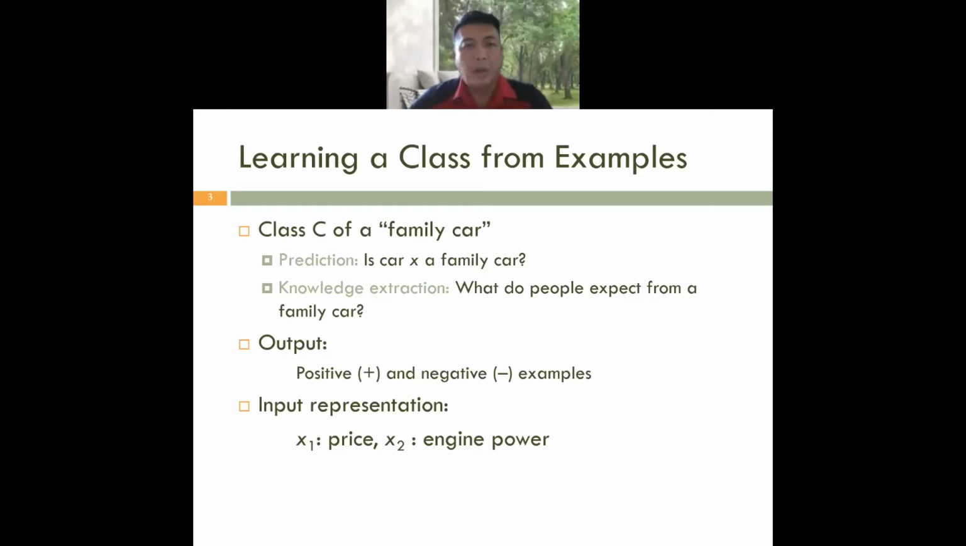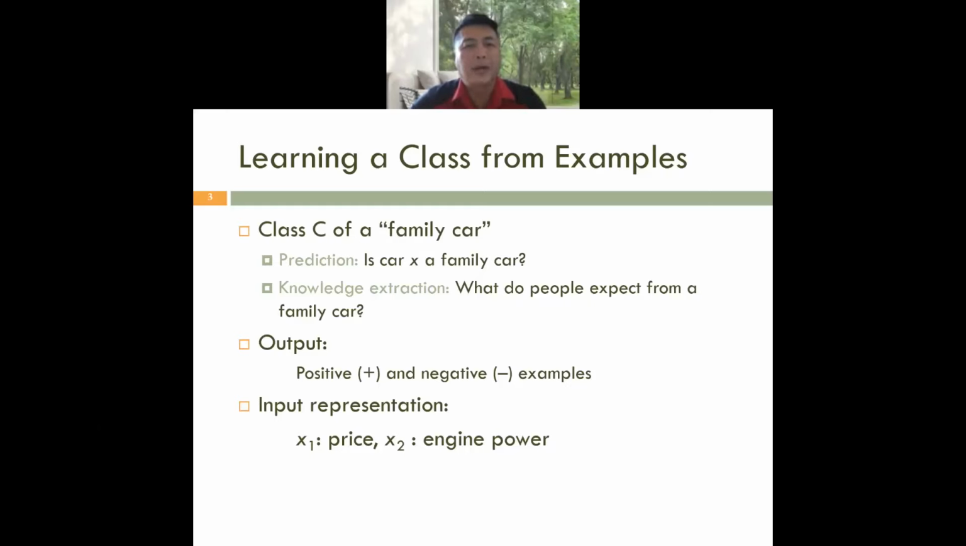When we want to learn a class from examples, given a list of samples, we want to learn why a particular sample is assigned to class A or B or C. For instance, if we have class C of a family car, we label a family car as class C. When it comes to the prediction task, we want to ask whether car X is a family car or not. So yes or no.